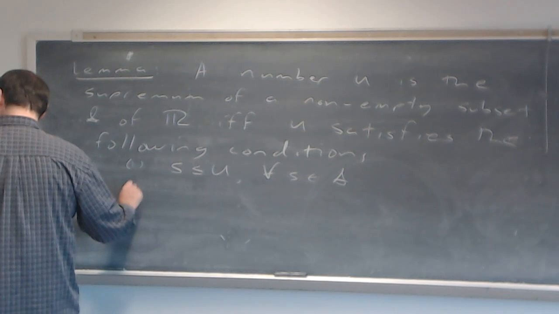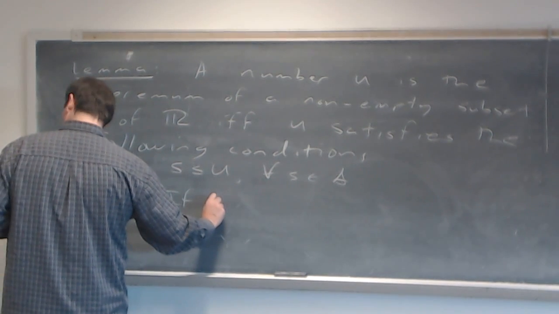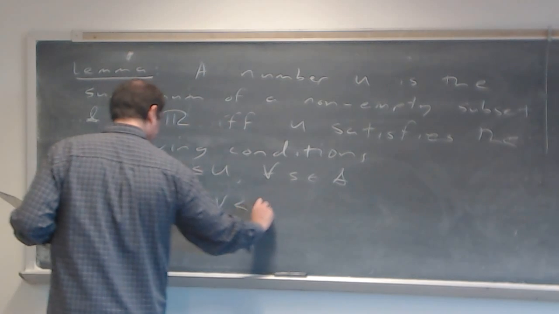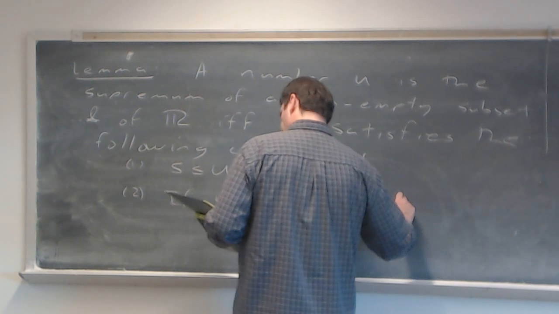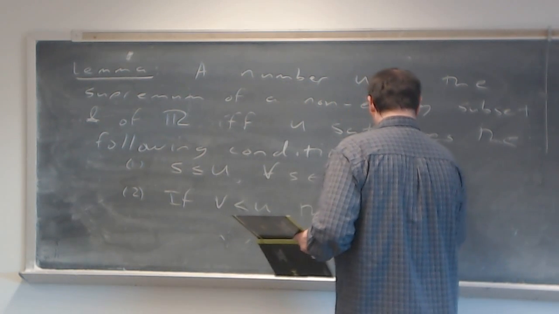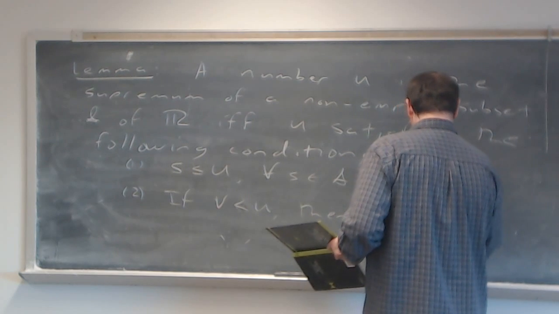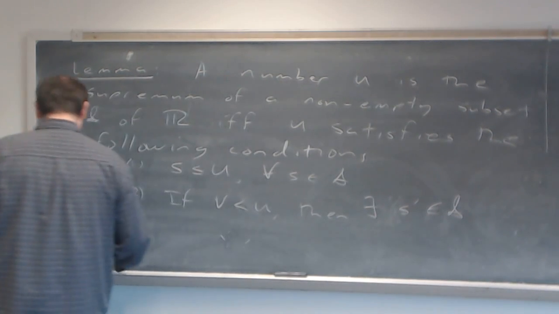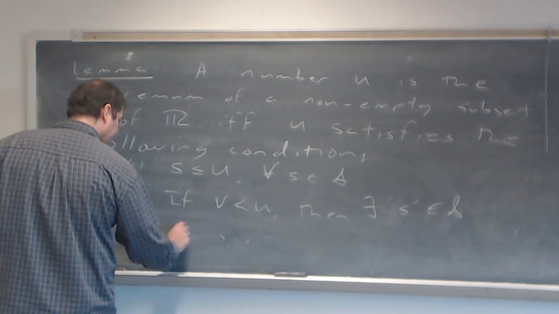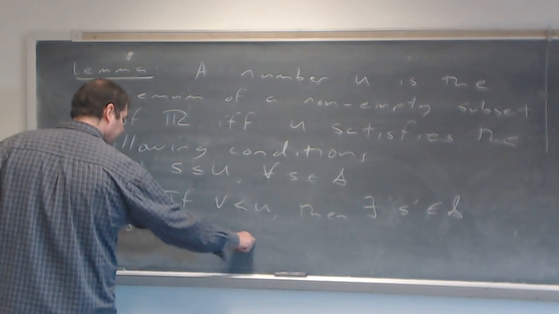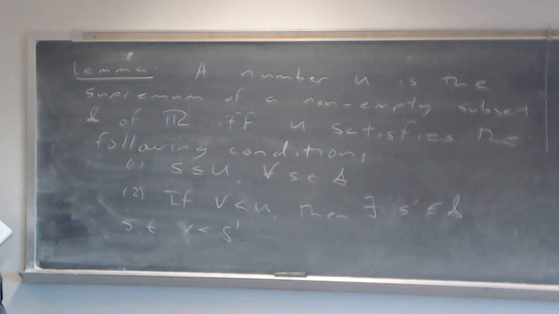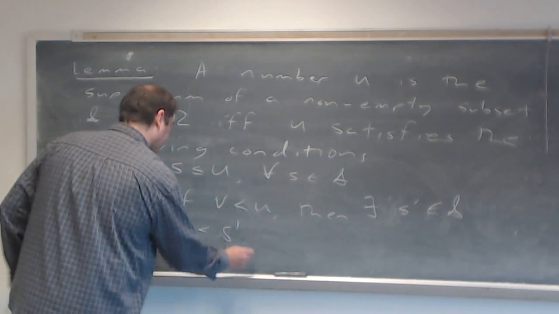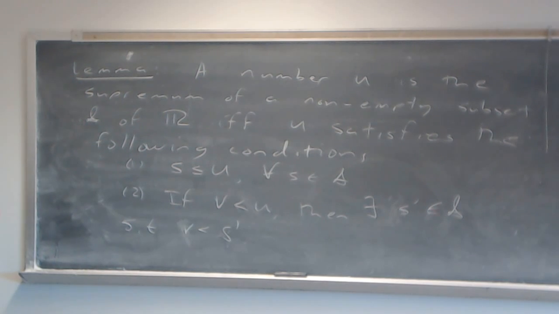And two, if v is less than u, then there exists a t, or s prime, an element of script S such that v is less than s prime. Those are the two things. Okay, we won't prove this.